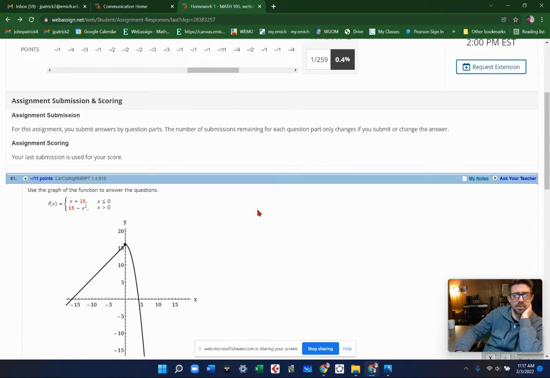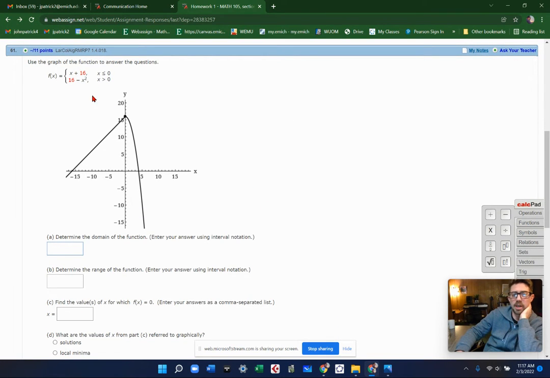Hello, this is one on a piecewise defined function, which we're given the rule for, and we're given the graph and asked to answer a bunch of questions about. And this is all important stuff, mostly just kind of like math vocab stuff. So determine the domain of the function.